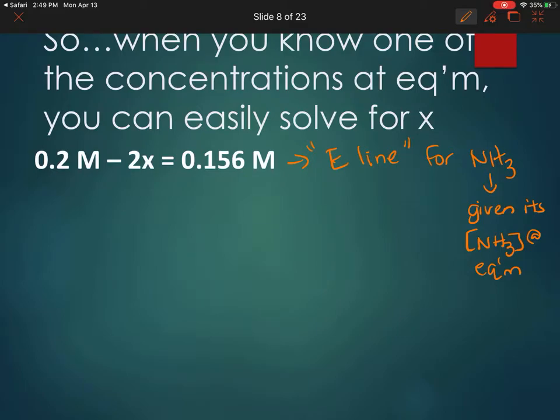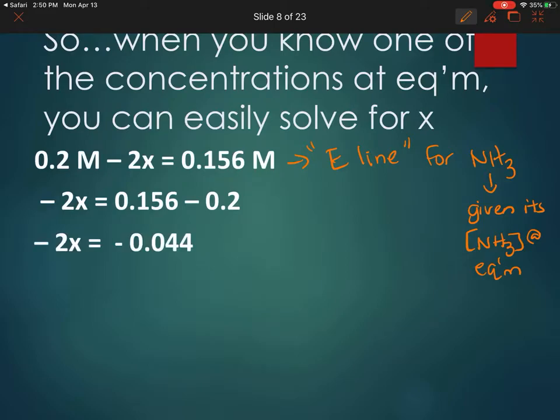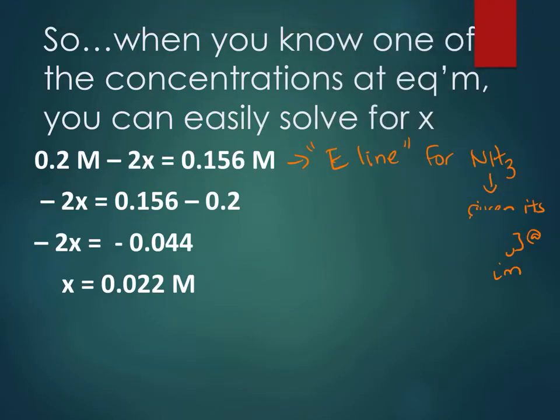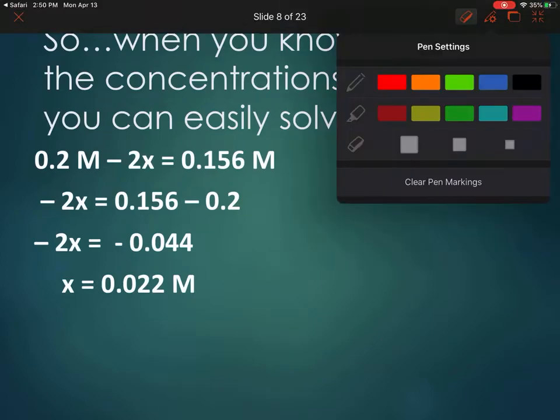So you can decide for yourself how much work you need to show. Okay, so bring the number to the other side, subtract, divide by -2, and you get 0.022. When you do these questions, something that's very important, to ensure that you get all the marks possible, is that you're not done. We haven't even answered A yet.